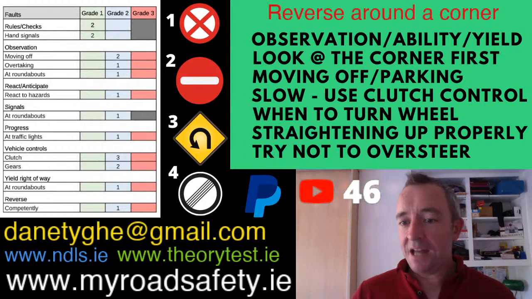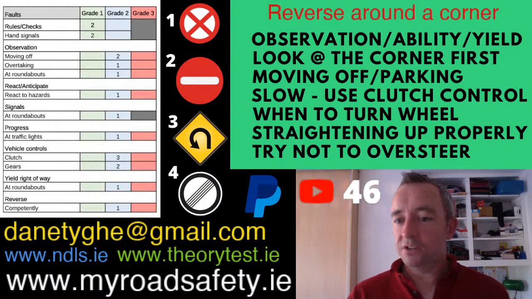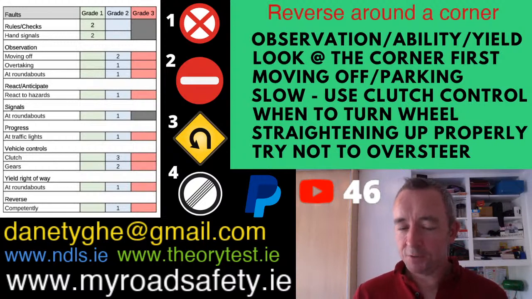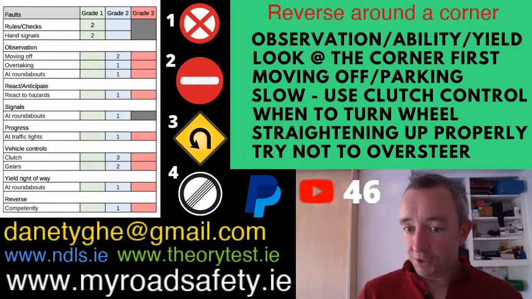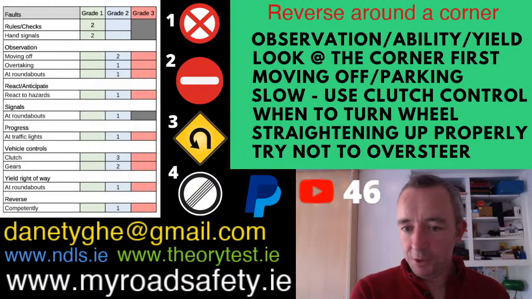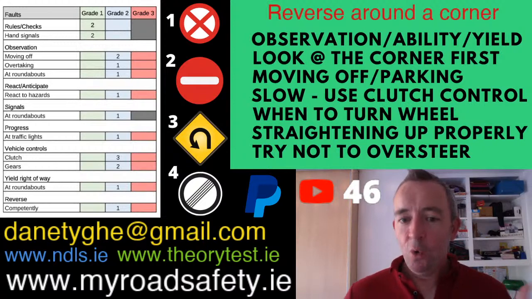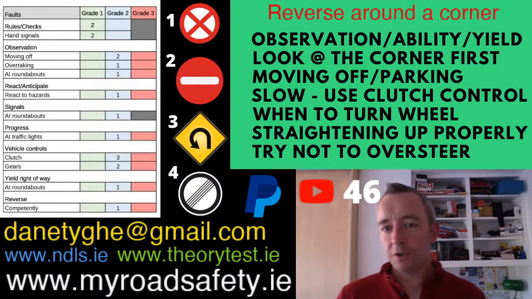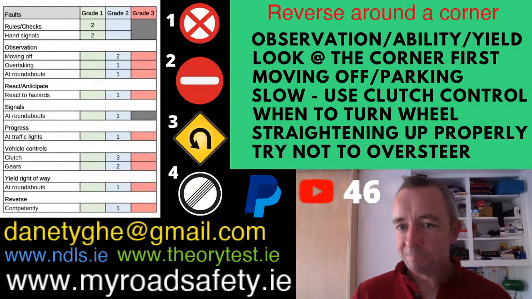Okay, so that could be anything from making sure you're going at a nice slow speed, like you should be reversing at kind of a walking pace speed, that you turn at the right time. Normally you turn when the back wheels are level with where the bend starts, or as I like to say, when the curb disappears from your left side mirror. That's usually a very good time to turn the wheel then.